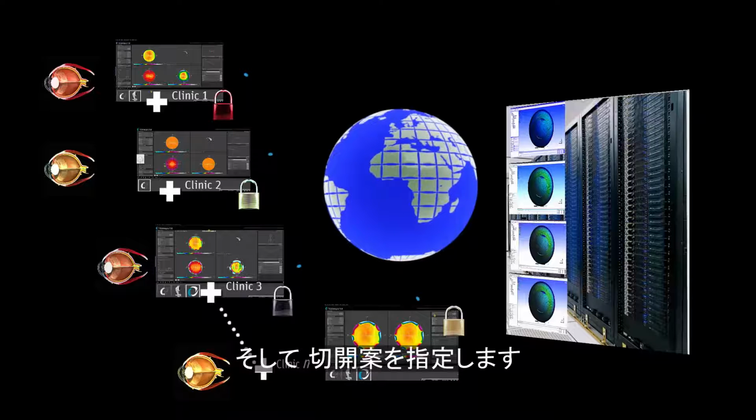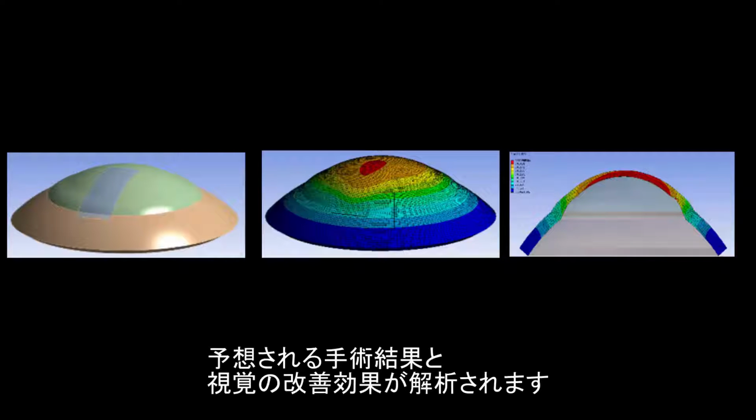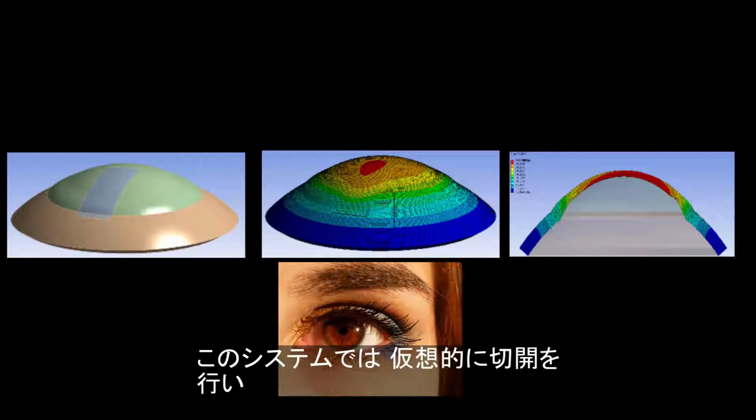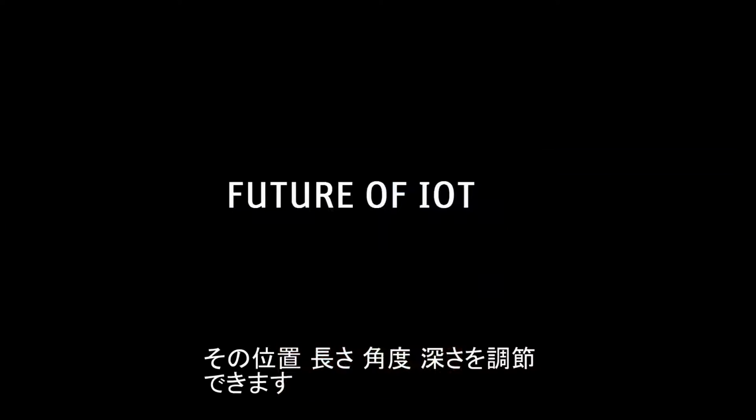The surgeon then applies the proposed surgical cut characteristics in the app. Simulation is launched on the remote server, then predicted surgical outcome results are analyzed to find expected vision quality. Note that the process allows the surgeon to place virtual cuts and vary the location, extent, angle, and depth.